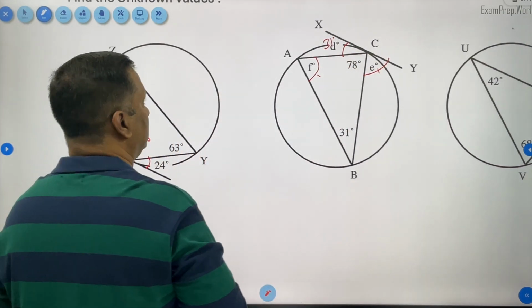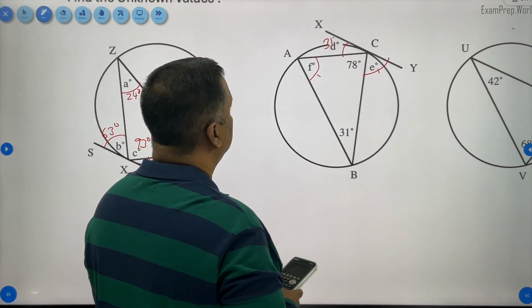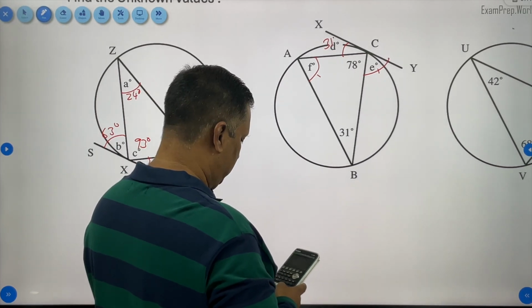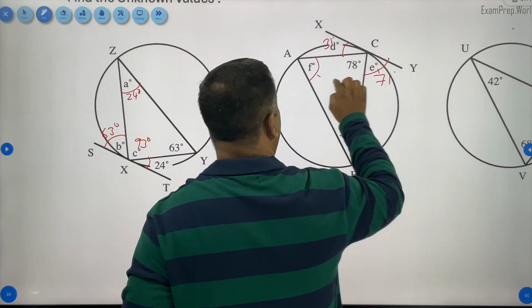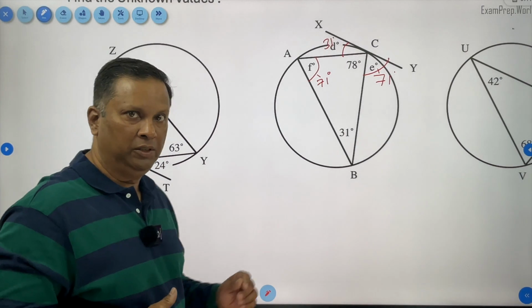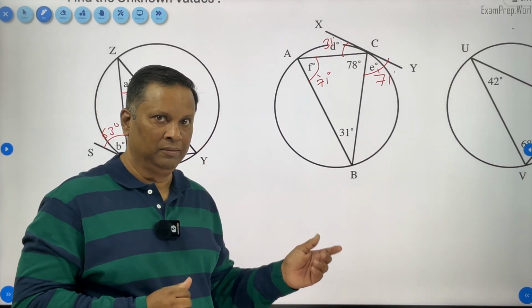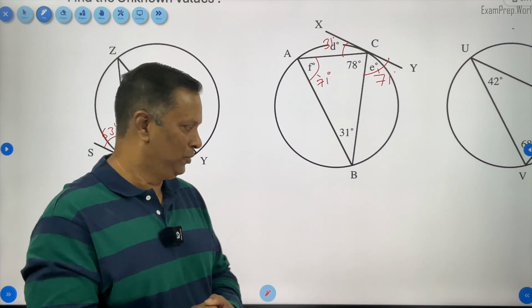So 180 minus 31 minus 78, 71. So this is 71 degrees. This is also 71 degrees. Easy to understand? Copied? Let's move on to the next one.